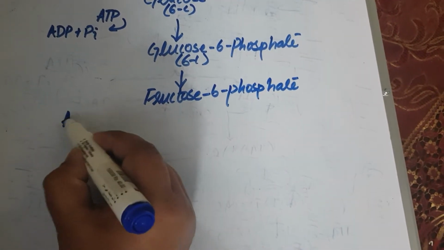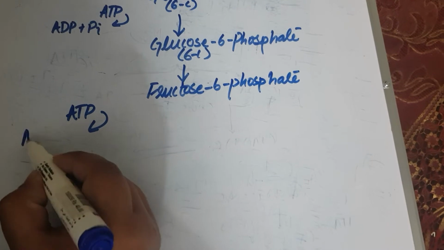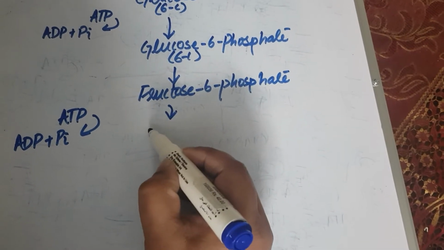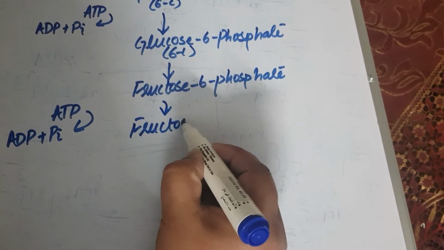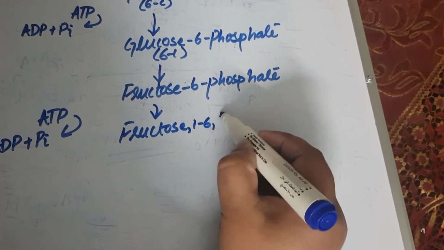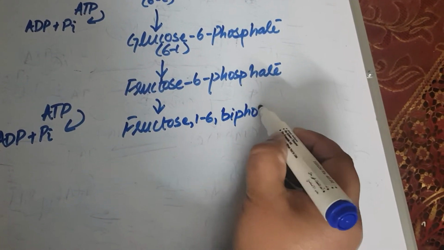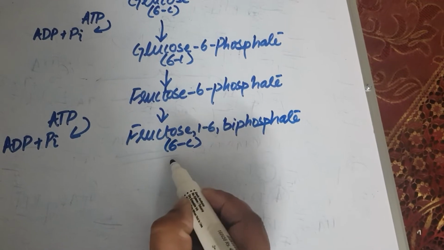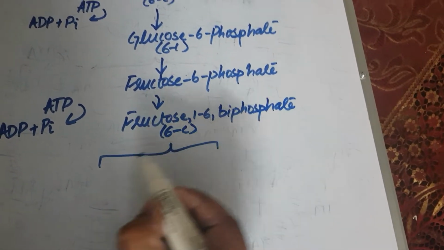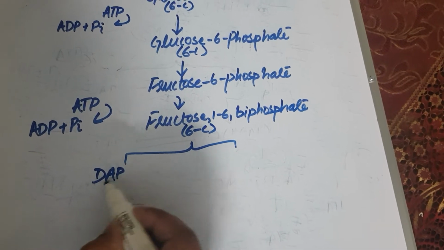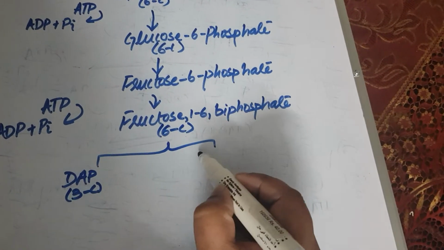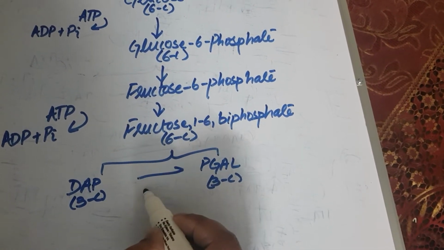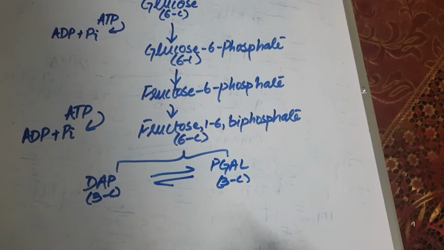The fructose 6-phosphate again utilizes one ATP molecule and converts into ADP and inorganic phosphate and changes into another isomer, which is known as fructose 1,6-biphosphate. As it is a 6-carbon compound, in the presence of another enzyme, it changes into dihydroxyacetone phosphate, which is a 3-carbon compound, and phosphoglyceraldehyde, which is also a 3-carbon compound. Both of them are interconvertible into each other.